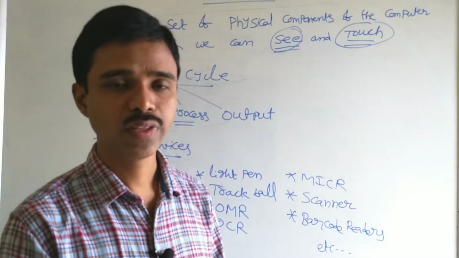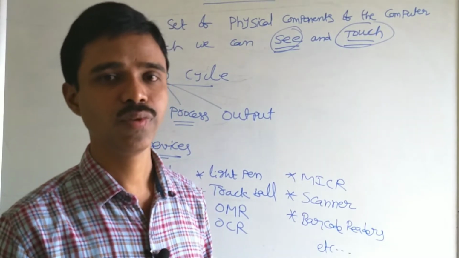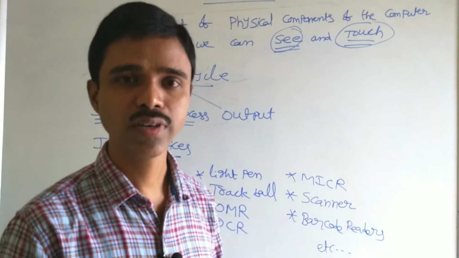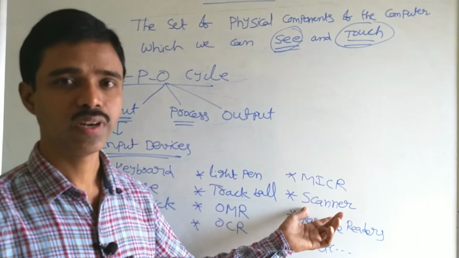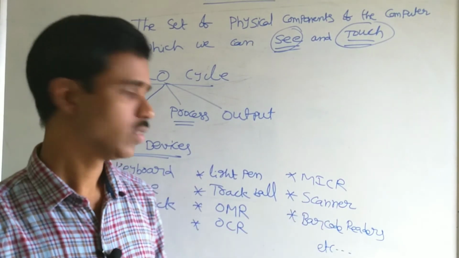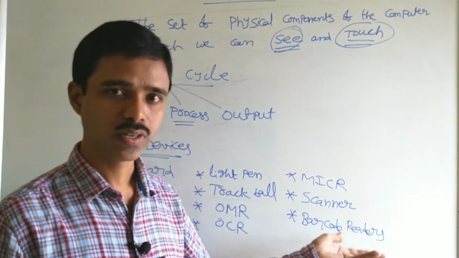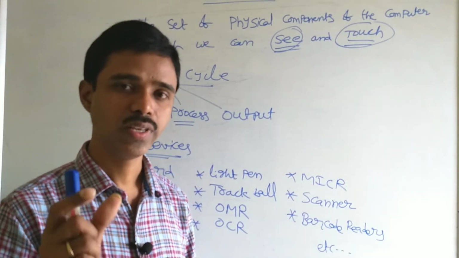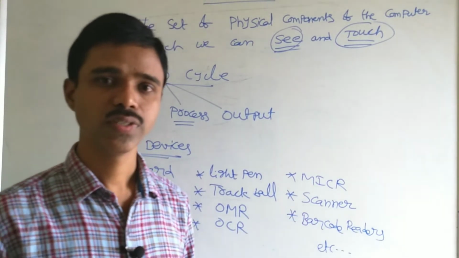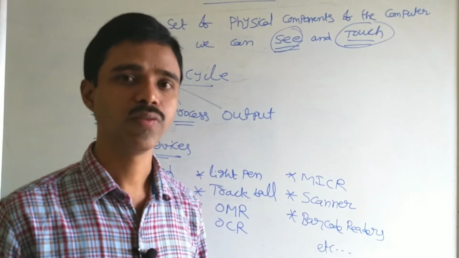If we store any document in the computer, that is a soft copy. If we have the passport photo in our hand, that is called a hard copy. So to change the hard copy to soft copy, we are using a scanner. So the scanner is acting like an input device. Similarly, barcode readers in the shopping malls, they are using barcode readers to scan the cost of the products, so that they can prepare the invoice bills.